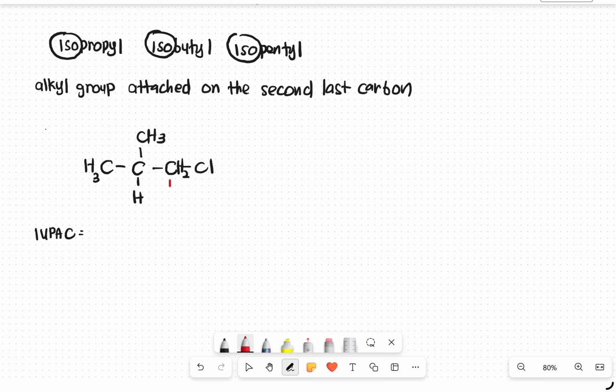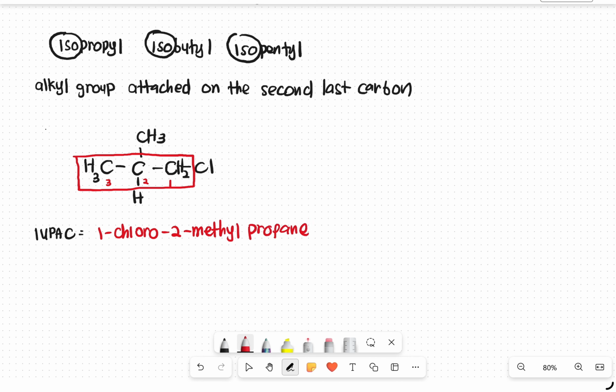So here, carbon number 1, 2, 3, or 1, 2, 3, it depends. Which one is the continuous longest chain? This one. So I just put it like this. This is the continuous longest chain. This is 3 carbon, it's propane. So the name here is 1-chloro-2-methylpropane. This is IUPAC.